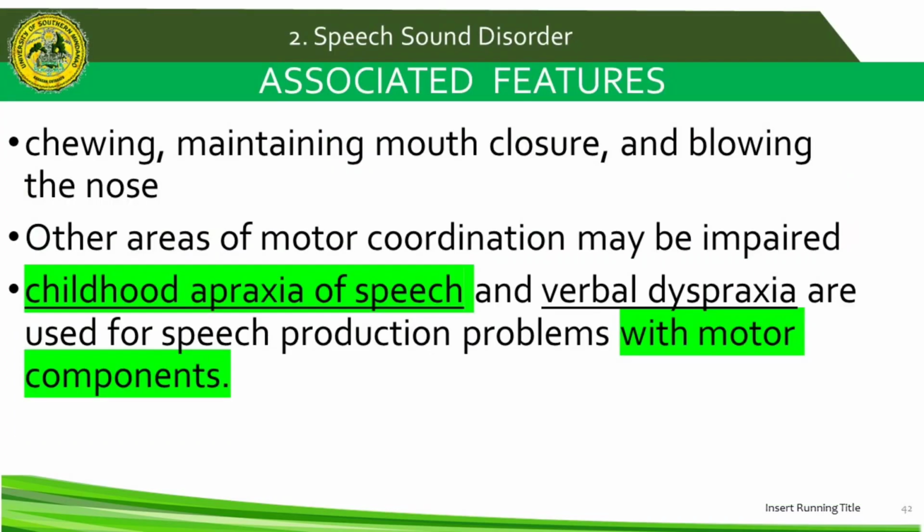For the associated features, so if the ability to rapidly coordinate the articulators is a particular aspect of difficulty, there may be a history of delay or incoordination in acquiring skills that also utilize the articulators and related facial musculature. Among others, these skills include chewing, maintaining mouth closure, and blowing the nose. So the term childhood apraxia of speech and verbal dyspraxia are used for speech production problems with motor components.